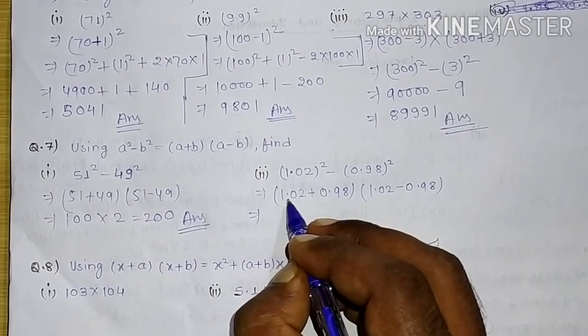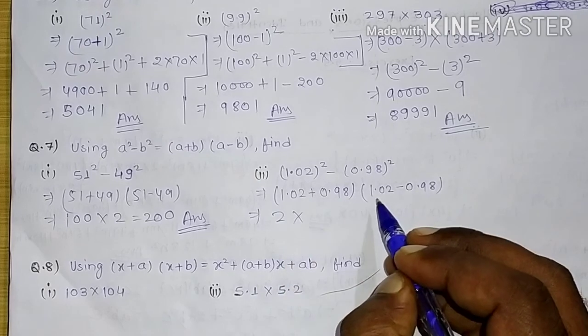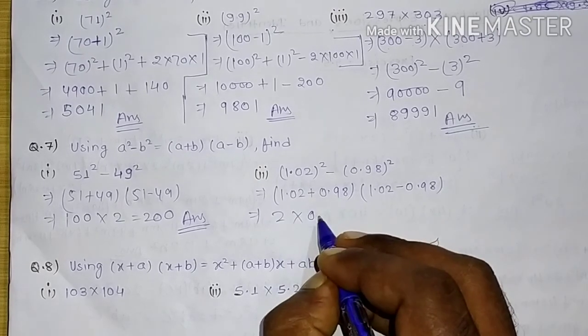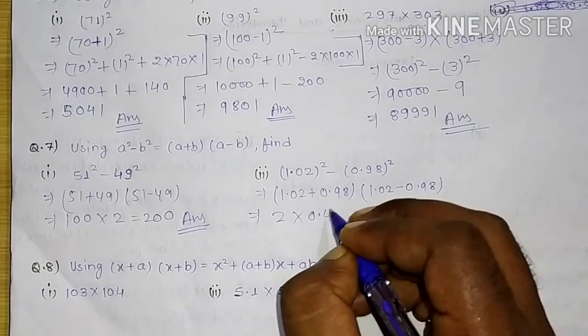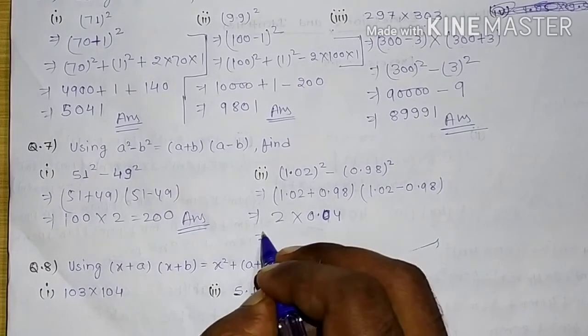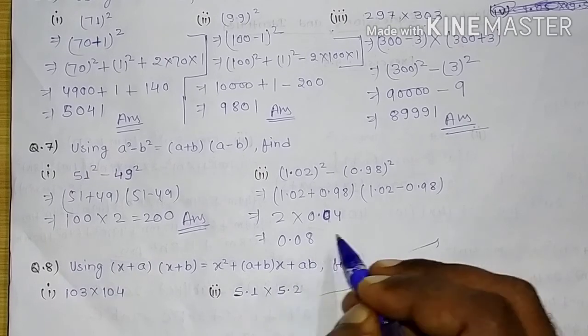So 1.02 plus 0.98, it will be 2, into 1.02 minus 0.98, it will be 0.04. So 2 4s are 8, 0.08. This is the answer.